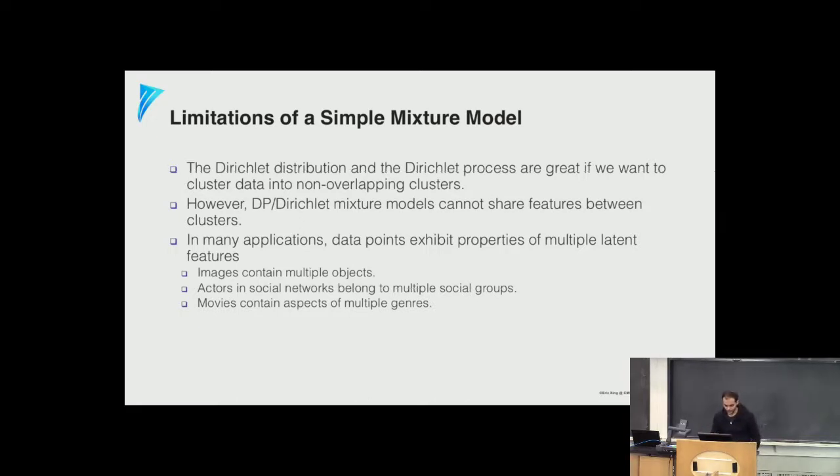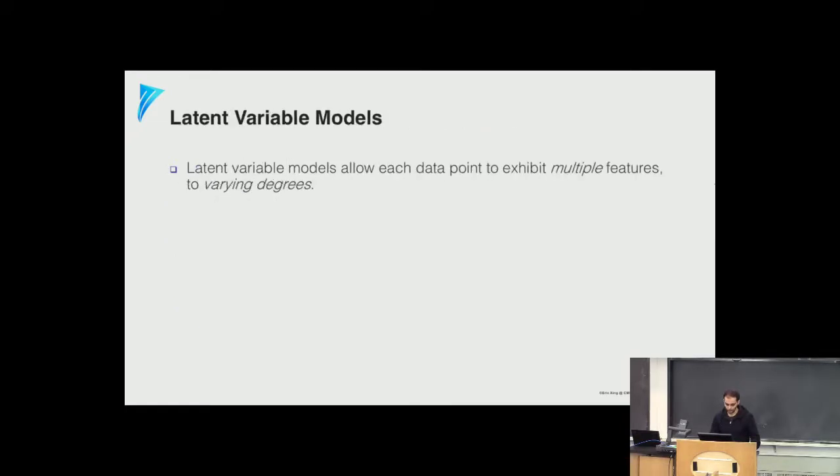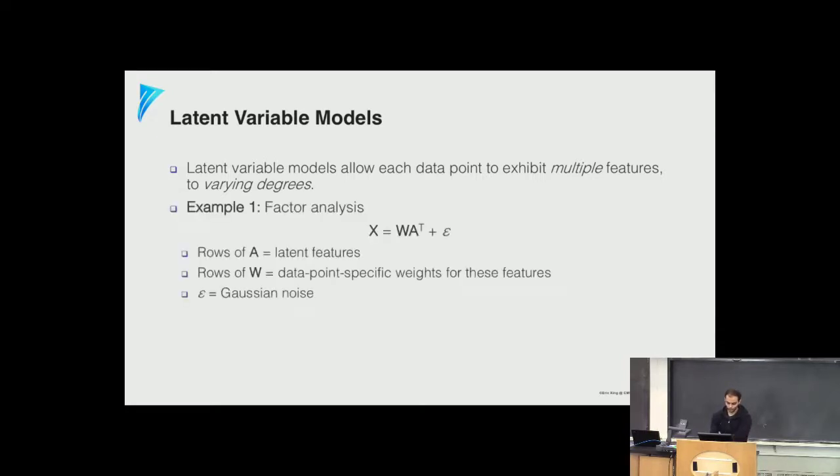Or, for example, actors in social networks belong to multiple social groups, so you don't have a single social group. Or movies contain aspects of multiple genres. So latent variable models allow us to exhibit this multiple feature property to various degrees. And here is one example.